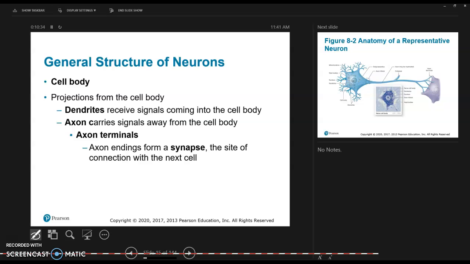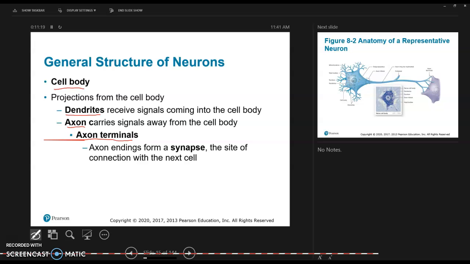A neuron's general structure, you do need to know this, is divided into 3 parts. The cell body, just like any cell, has a nucleus and other organelles. And then it has projections called dendrites that receive signals and axons that carry signals away. And the end of the axon is the axon terminal. We heard about this in the last chapter because the axon terminal is what interacted with the motor end plate of the muscle, and it formed the neuromuscular junction.